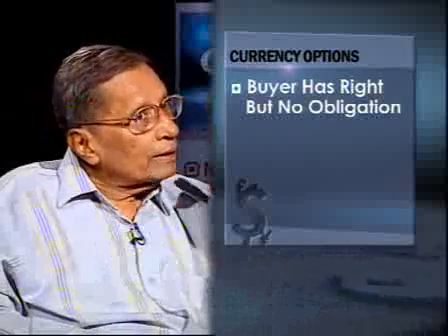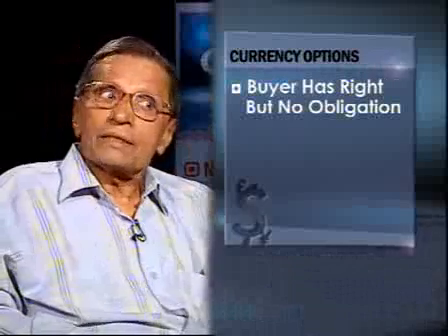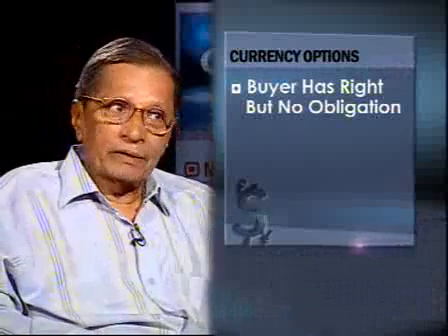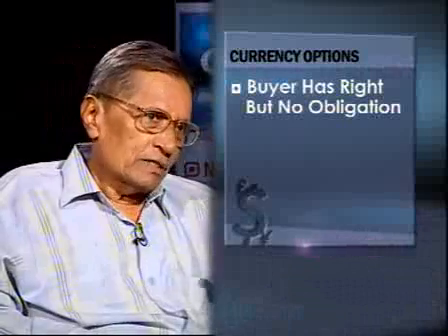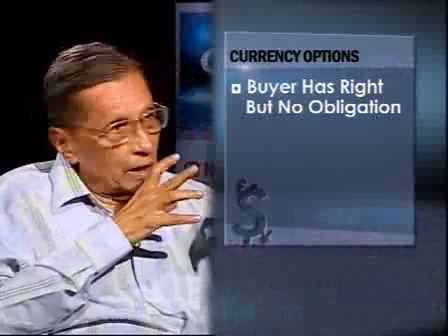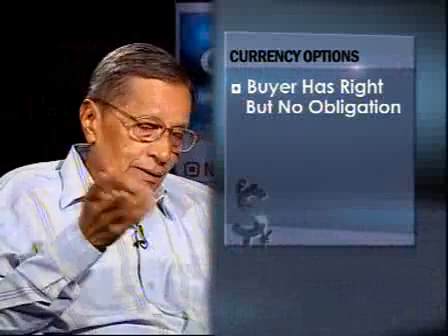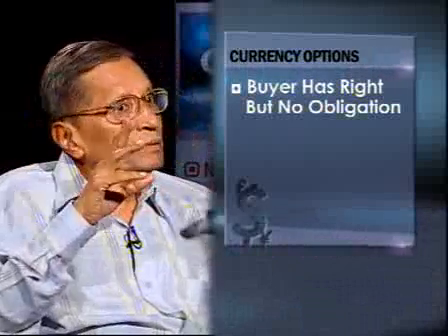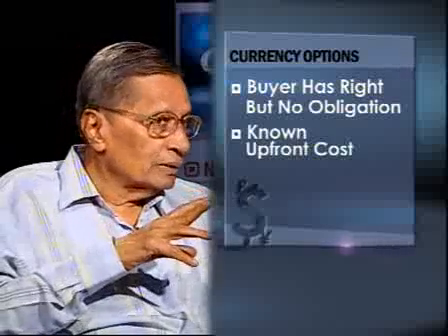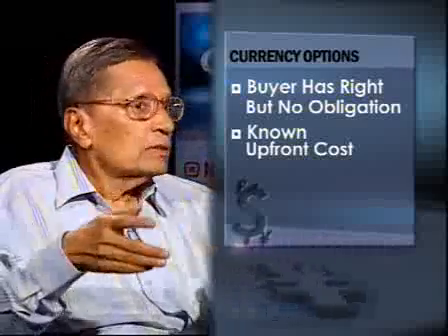While as far as options are concerned, they create a right in favor of the buyer, but the buyer has no obligation to complete the transaction. So therefore, if the price has moved in the buyer's favor, he can take advantage of the price. So one has opportunity costs, because you can miss out on a good opportunity. And opportunity costs by definition are unknown. The other one has an upfront cost, which is known upfront.